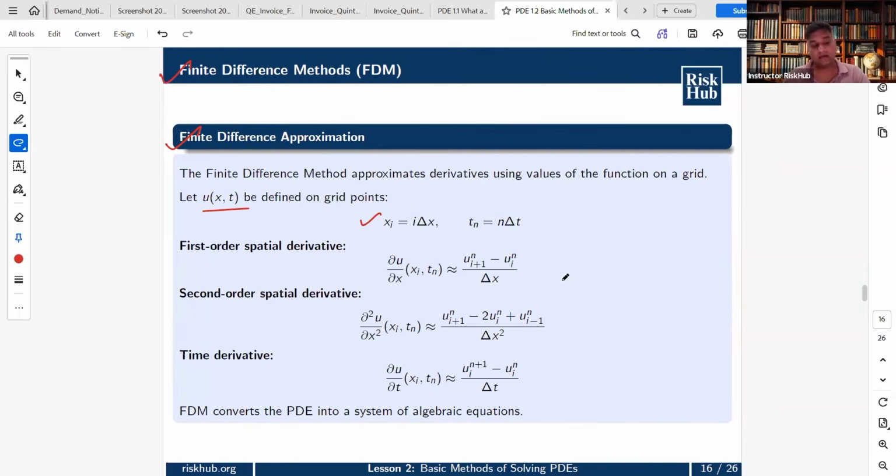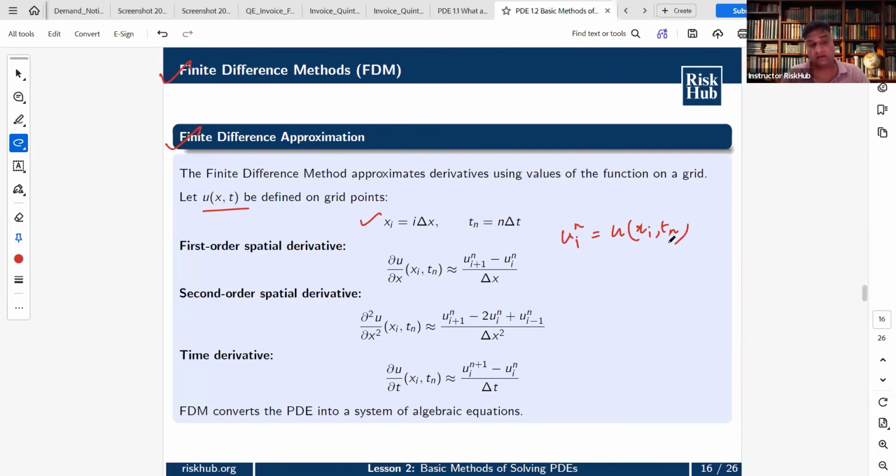You have to understand u_i^n. u_i^n, with superscript n, is the value of u at grid point x_i and time t_n.